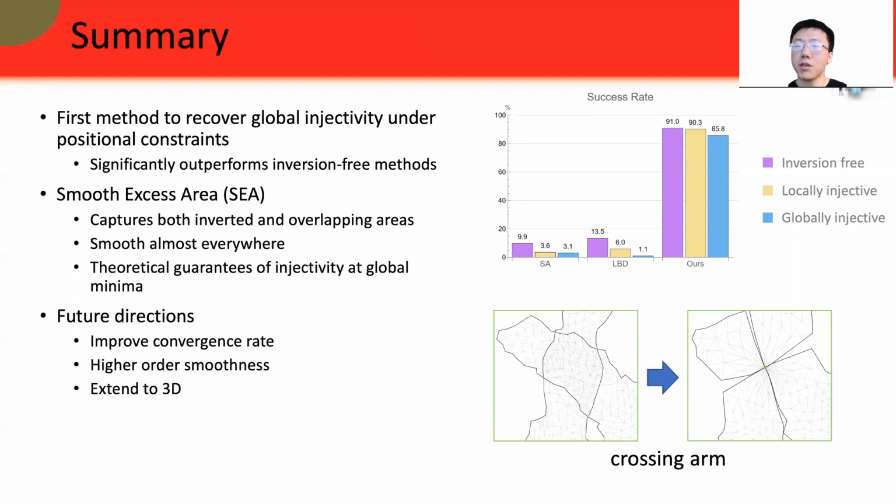The crossing arm configuration causes optimization to slow down. One way to improve the convergence rate is to use high-order Newton-type solvers. However, this requires our energy to have higher-order smoothness. Extending our energy to 3D is also an exciting future direction, with applications like volumetric mapping and 3D deformation.